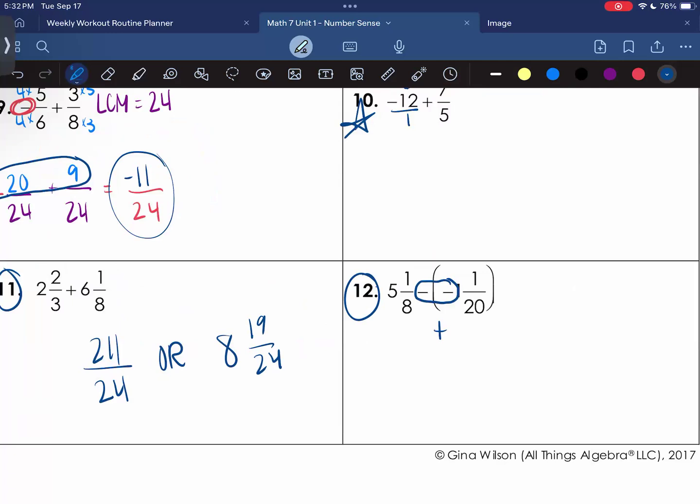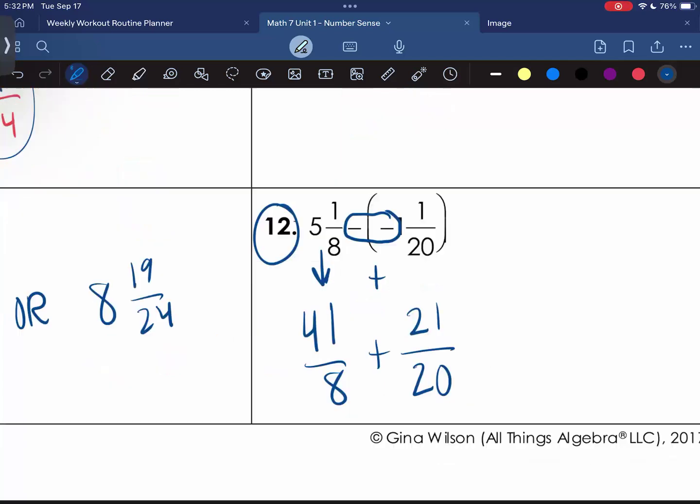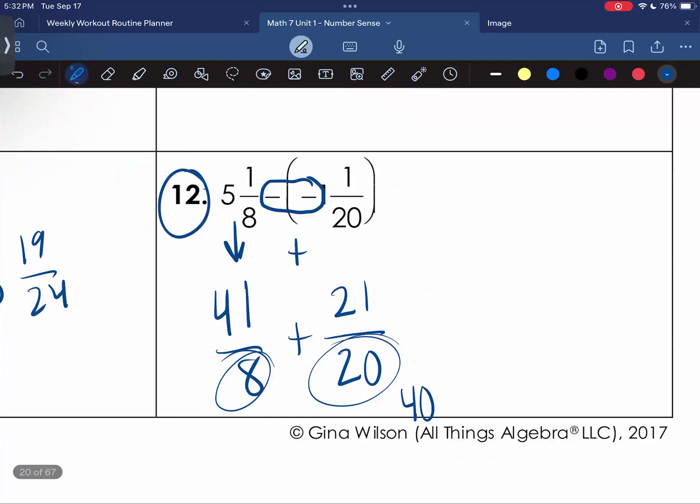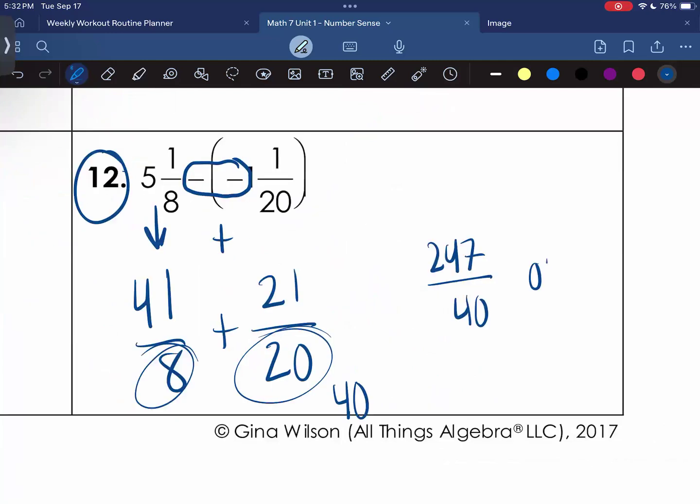All right, so you should have changed that fraction to 41 over 8, and then we changed that to a plus, remember? And then this one would change to 21 over 20, okay? Then you would find the LCM between 8 and 20. It should have been 40. So that's your new denominator. And then after you change the numerators, you would end up getting as your final answer 247 over 40, or the same as 6 and 7 over 40. If you are getting those wrong, be sure to check your work, try again.